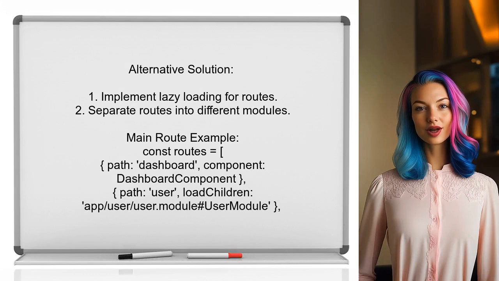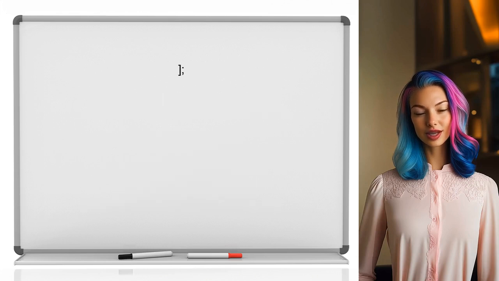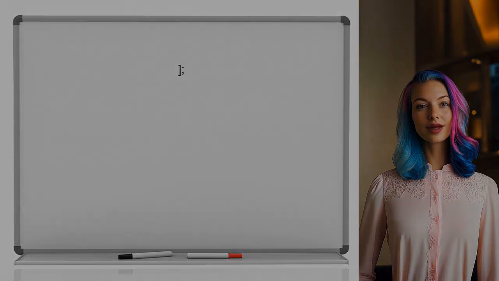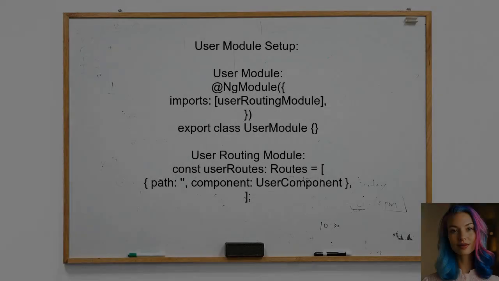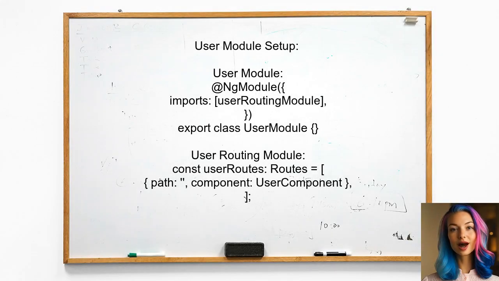They resolved it by implementing lazy loading for routes. This means separating routes into different modules. In the main routing configuration, they added a path for the dashboard and used loadChildren for the user module. In the user module, they defined the user routing module, which contains the specific routes for the user component. This modular approach helps manage routes more effectively and reduces history entries.